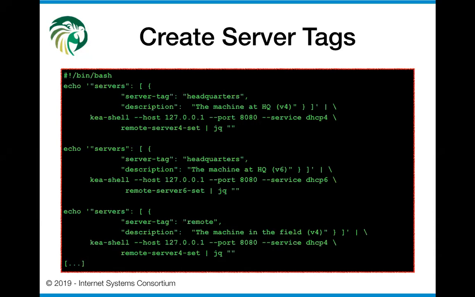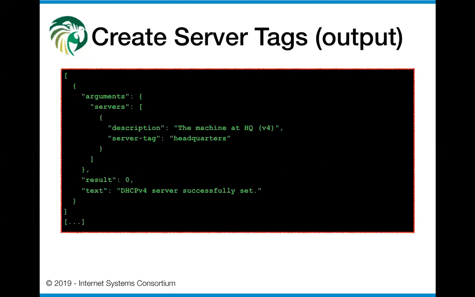So in this case, we're creating individual server tags for machines called headquarters and remote. Both of these will get the server tags related to all, but we're building machines at this point. The output from this, and I only gave one of the multiple outputs because they are very verbose, is in perfect JSON format. We see the arguments, servers, and the description, the machine at headquarters v4. The server tag given was headquarters. The result being 0 means it is a success, and the text result was that the DHCPv4 server was successfully set. So we're able to see that that machine is intact and that server tag has been created.